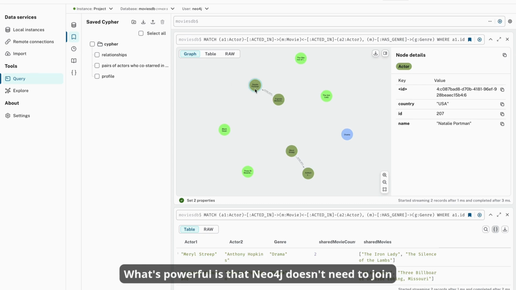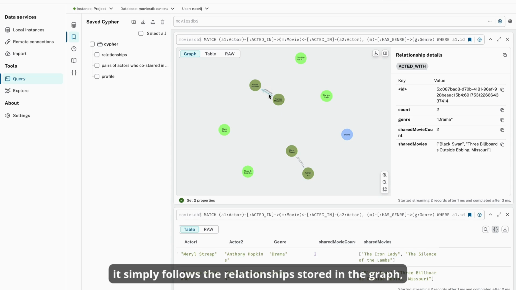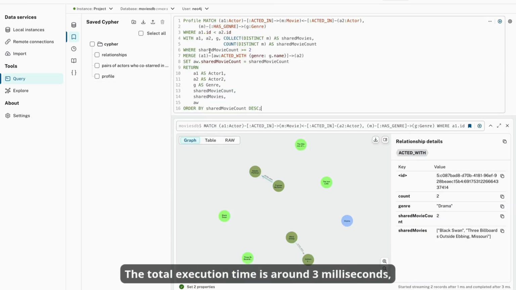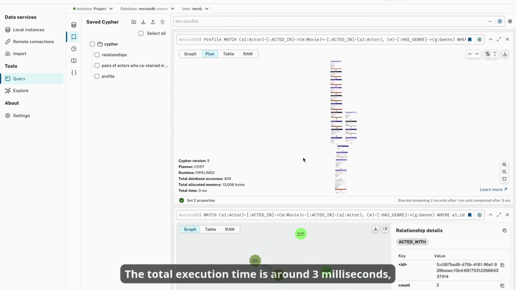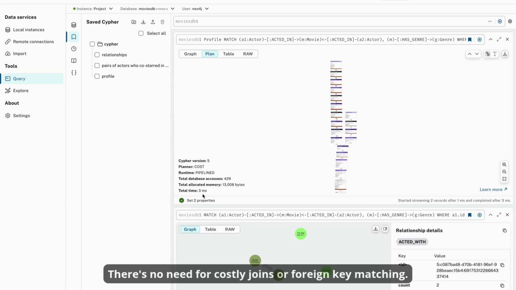What's powerful is that Neo4j doesn't need to join tables like MySQL does. Instead, it simply follows the relationships stored in the graph, which makes this kind of traversal extremely fast. Let's take a look at the query profile. The total execution time is around 3 milliseconds, and the database performed only a few node and relationship lookups. There's no need for costly joins or foreign key matching.